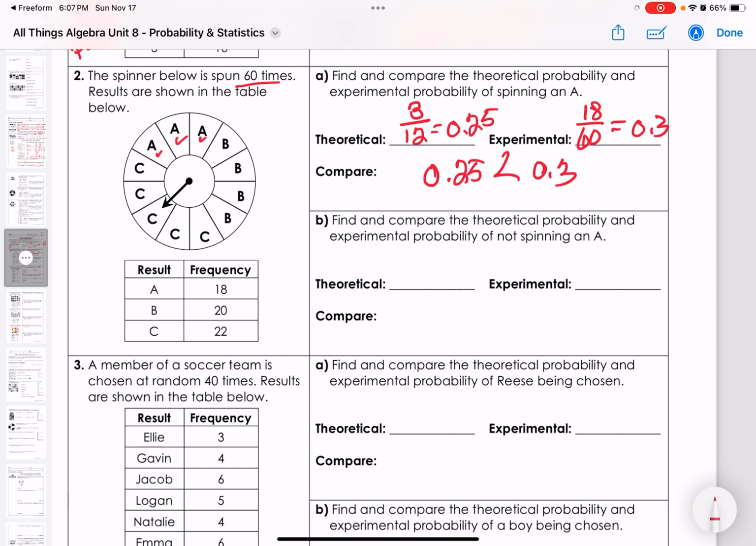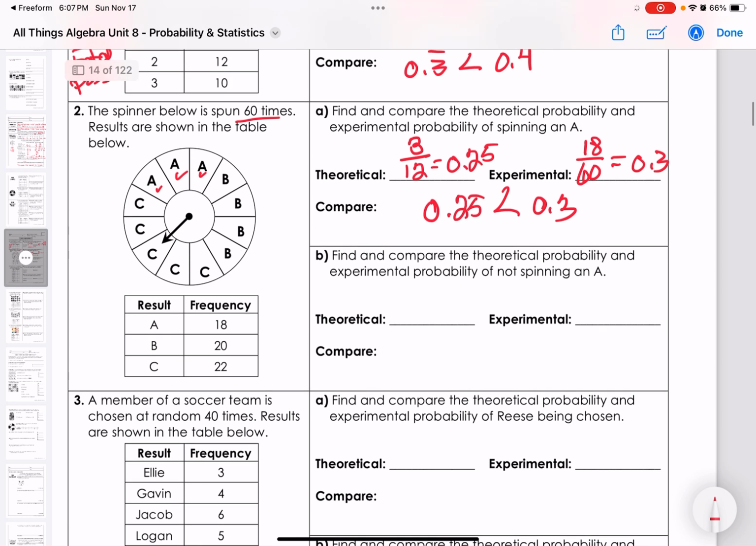Find and compare the theoretical and experimental probability of not spinning an A. Right? So if I did not spin an A, that's 1, 2, 3, 4, 5, 6, 7, 8, 9. So in theory, I have 9 out of a possible 12. So 9 out of 12 is 75%, 0.75.